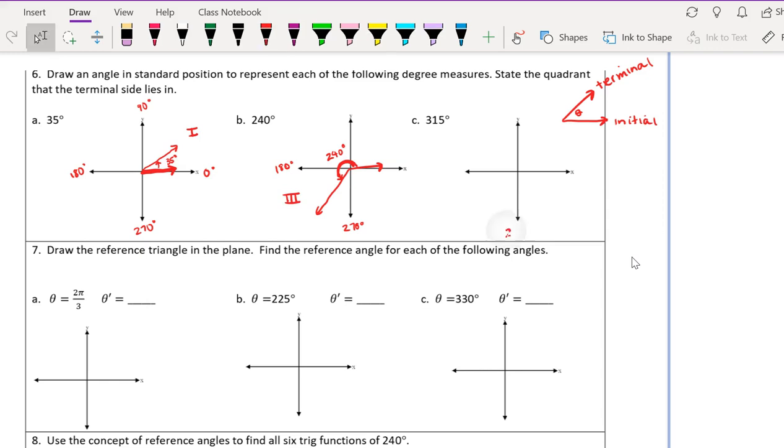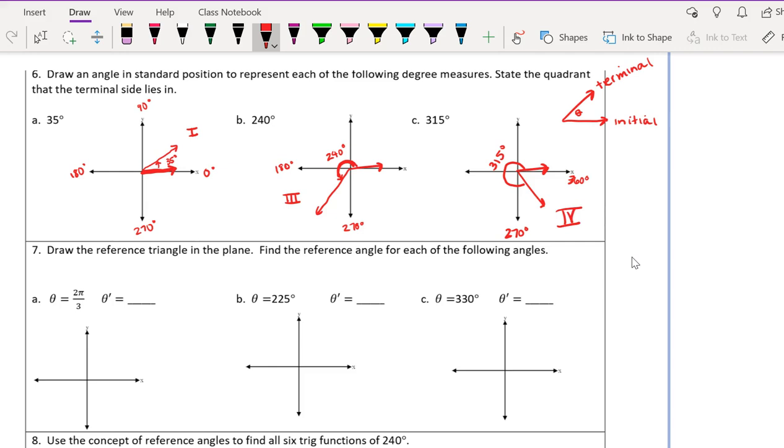315 degrees, if this is 270. And this, when you come back around, is not only 0 degrees, but it's 360 degrees. That's one full rotation. So for 315, if we start with our initial ray, we're going to go past 270, and we're going to be over here somewhere. This would be my 315 degree angle, so the terminal side is in quadrant 4.